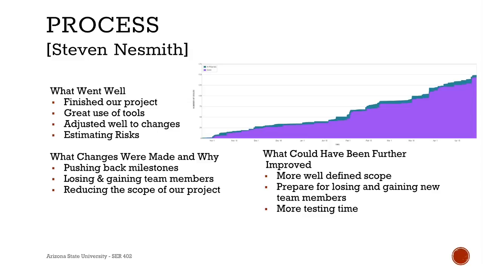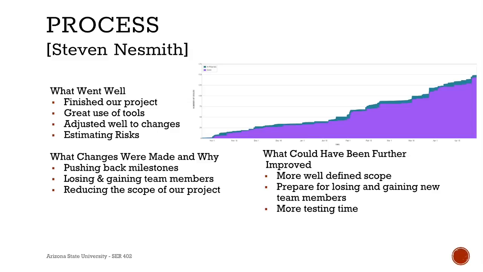What could have been further improved if we were to start over? Our team would work more on defining a manageable scope with core functionality as its basis. We would give ourselves more time to plan out our project and give better estimations of the work needed.